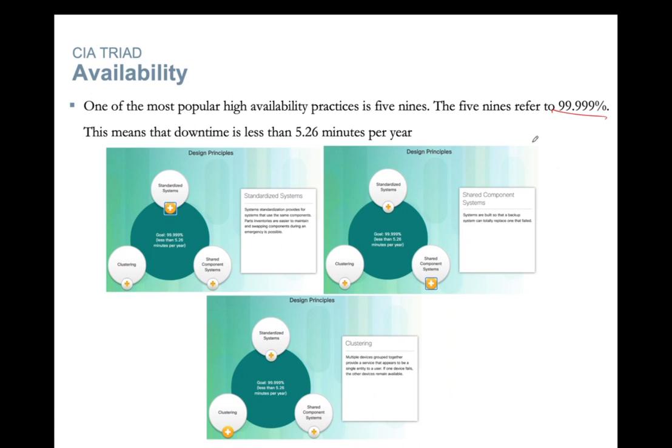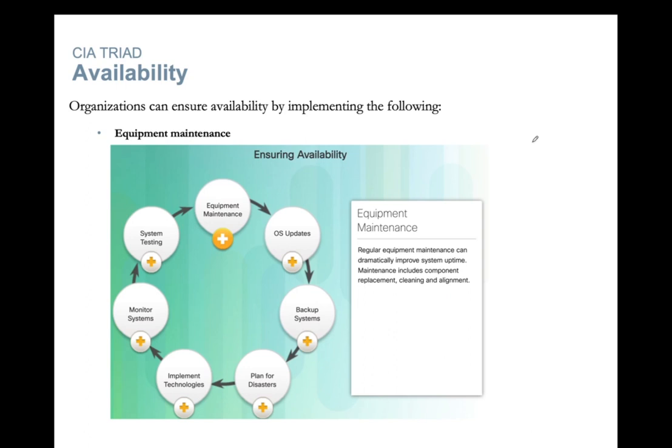Then, to ensure availability, there is equipment maintenance. Organizations can ensure availability by implementing some methods, and equipment maintenance is the first. Regular equipment maintenance can dramatically improve system uptime, and maintenance includes component replacement, cleaning, and alignment. These are a few things that organizations can implement to ensure availability.